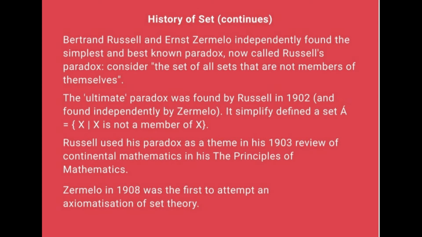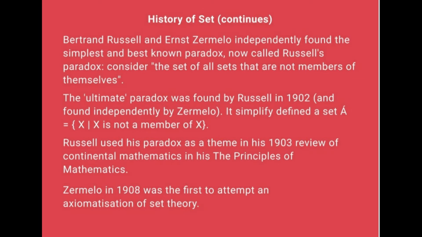Bertrand Russell and Ernst Zermelo independently found the simplest and best known paradox, now called Russell's paradox. Consider the set of all sets that are not members of themselves. The ultimate paradox was found by Russell in 1902 and found independently by Zermelo. It simply defined a set A = {X : X is not a member of X}.